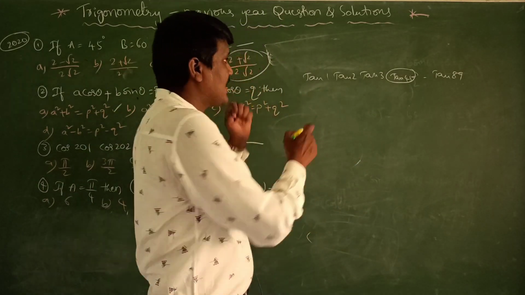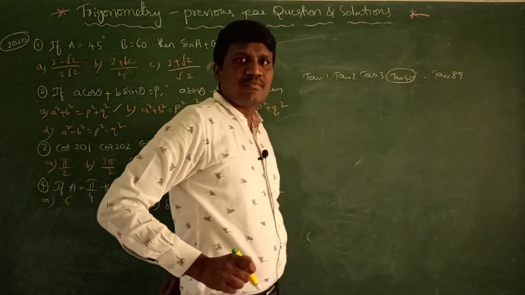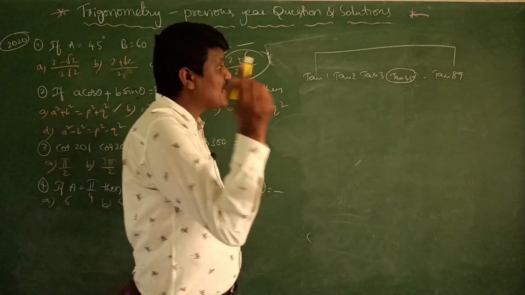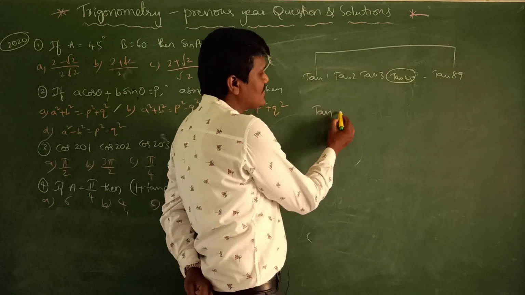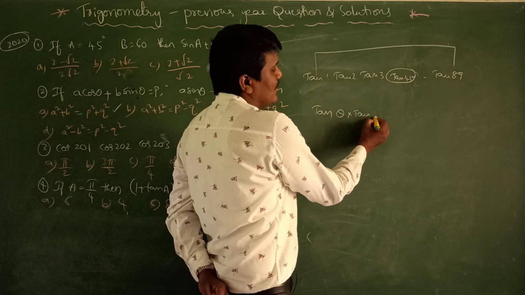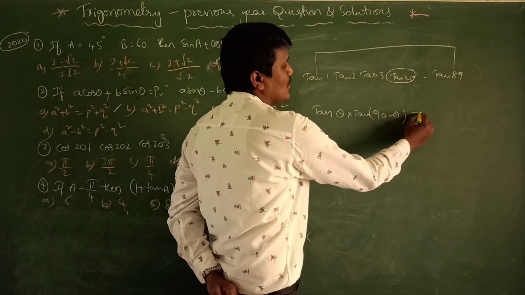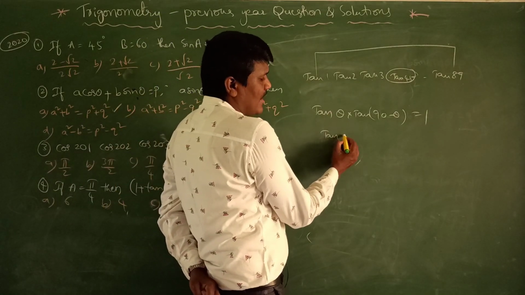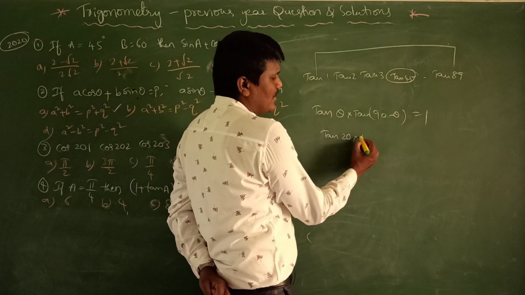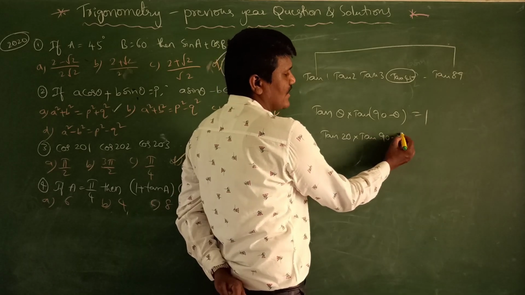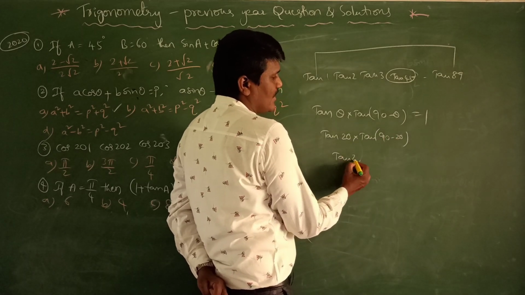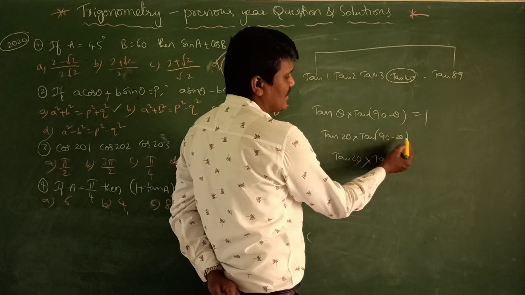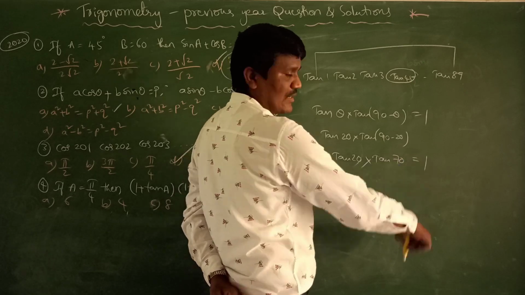How will the answer come as 1? Let us see now. Tan 1, tan 2, tan 3, tan 4. So tan 1 and tan 89. Based on complementary angles, always tan theta into tan 90 minus theta is equal to 1. How is it? Let us take one example. Tan 20 into tan 90 minus 20. That means tan 20 into tan 70 is equal to 1.